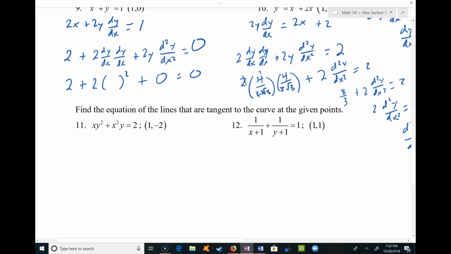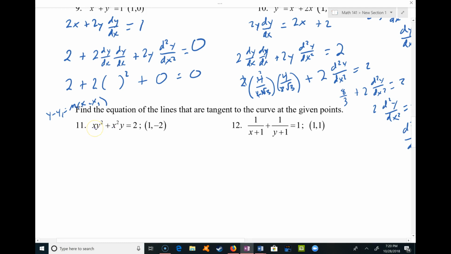Moving on, find the equation of the lines that are tangent to the curve at the given points. So once again, for a tangent line, we use y minus y1 is equal to the slope times x minus x1. And the slope, of course, comes from the derivative. So we need to find dy/dx and plug in 1 and negative 2 for it. So I'm just going to do the implicit differentiation. I'm going to take the derivative of both sides of the equation.